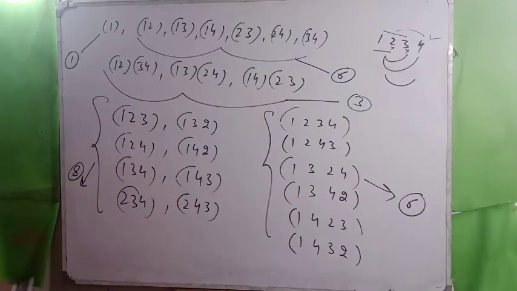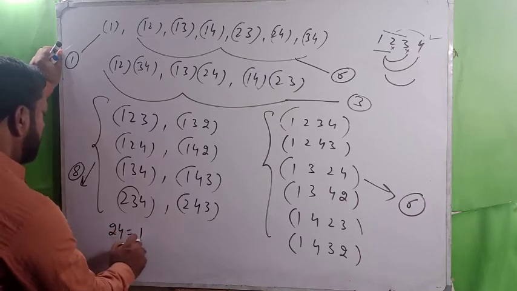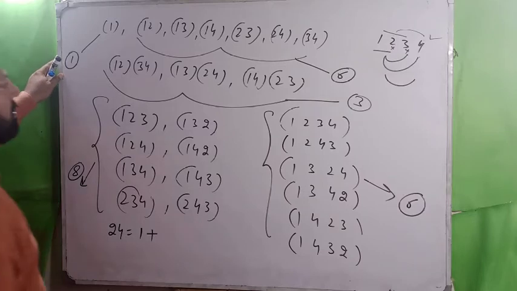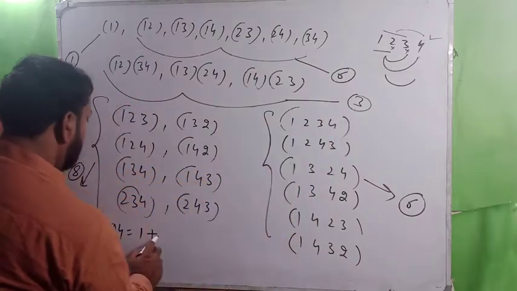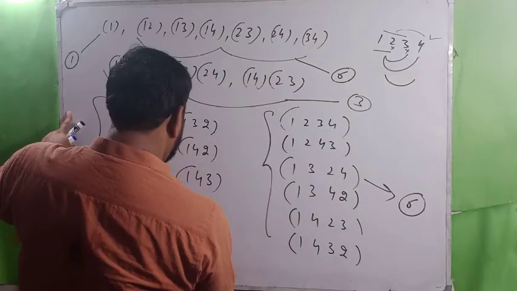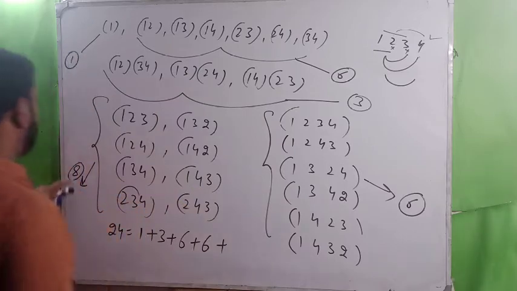So what is the class equation? The class equation is 24 equals 1 plus 3 plus 6 plus 6 and then plus 8.